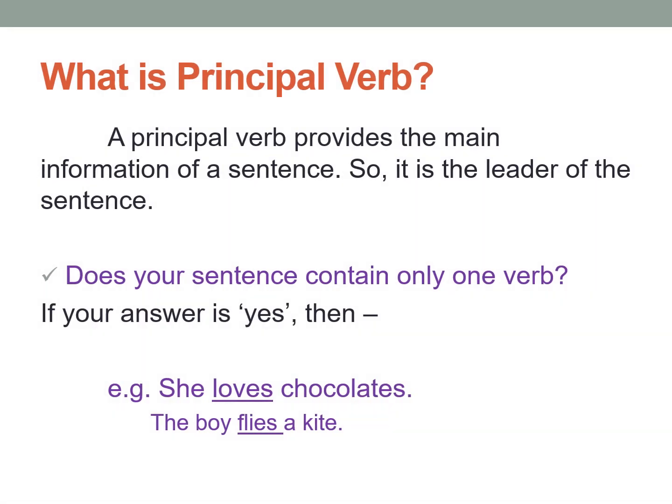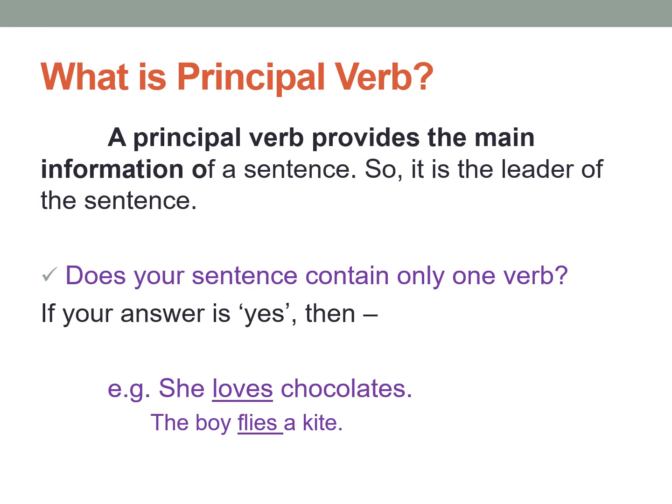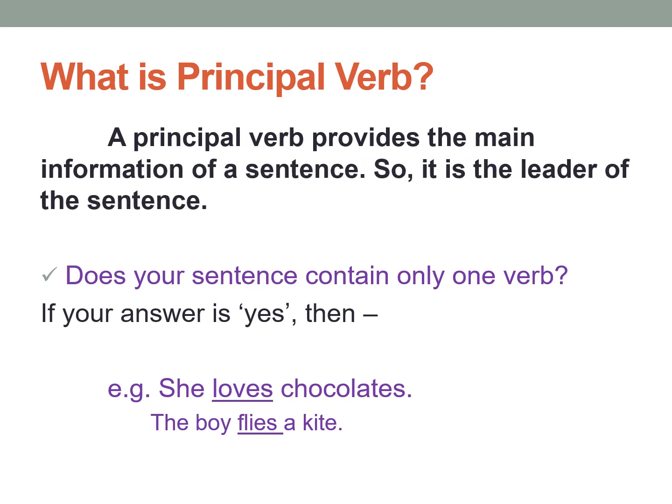What is a principal verb? A principal verb provides the main information of a sentence. So we can say that the principal verb is the leader of the sentence. That means he is the main active word in the sentence. So the principal verb does the main action in a sentence.